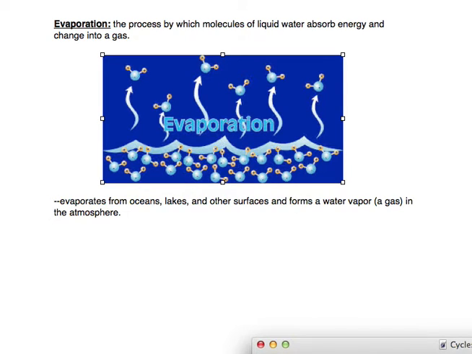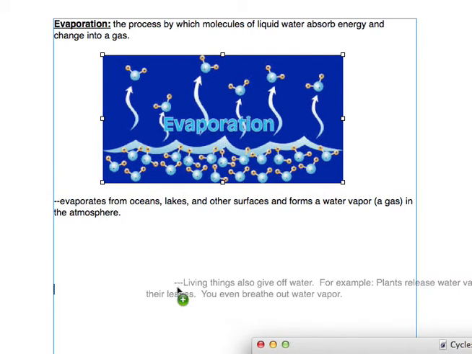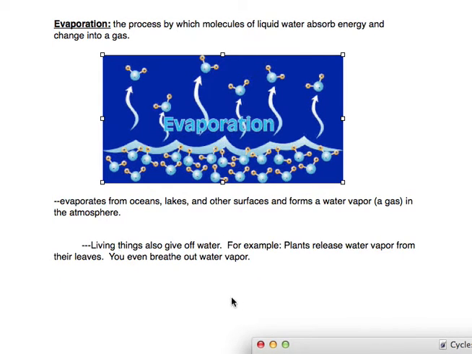And another thing to keep in mind is that living things also give off water. For example, plants release water vapor from their leaves, and when you breathe and you exhale, you're actually breathing out water vapor as well. And you know that if you've ever tried to fog up a window or fog up a mirror with your breath, that water vapor then condenses onto the glass or the mirror. And it's able to do so because you've exhaled it.